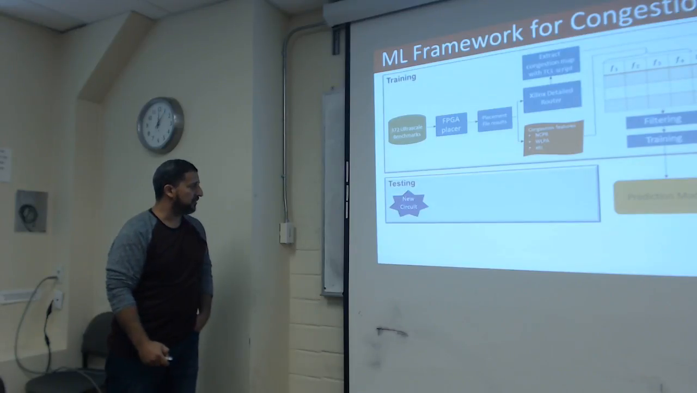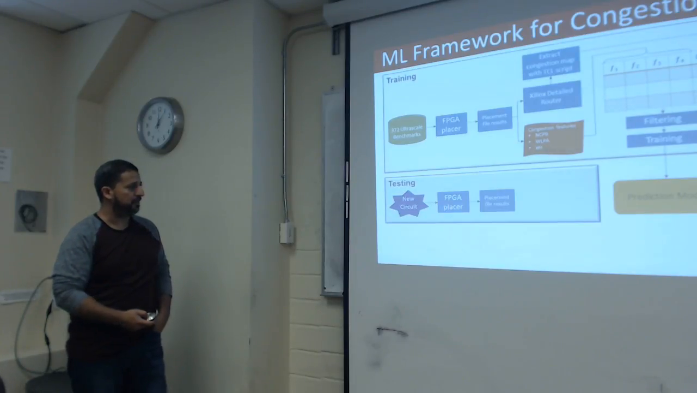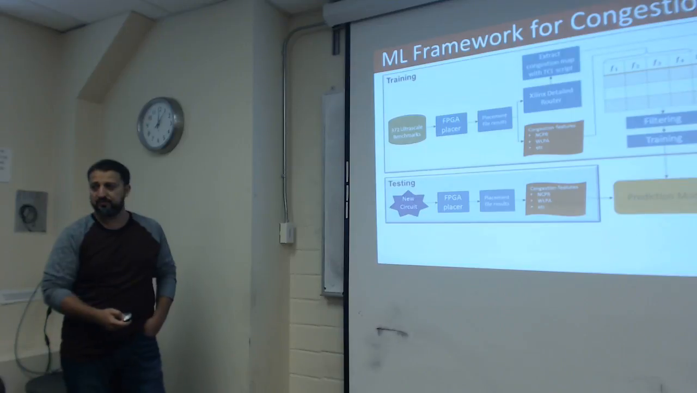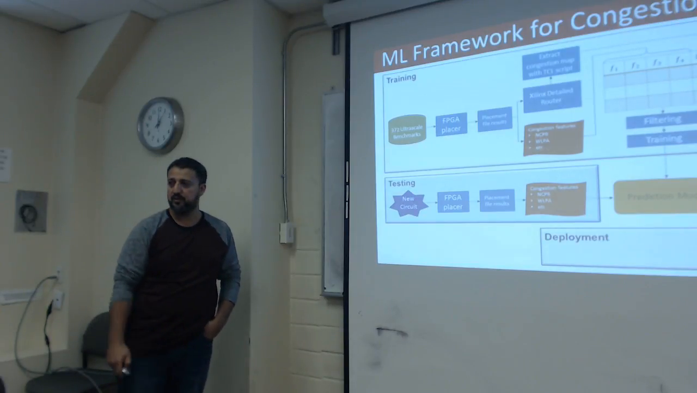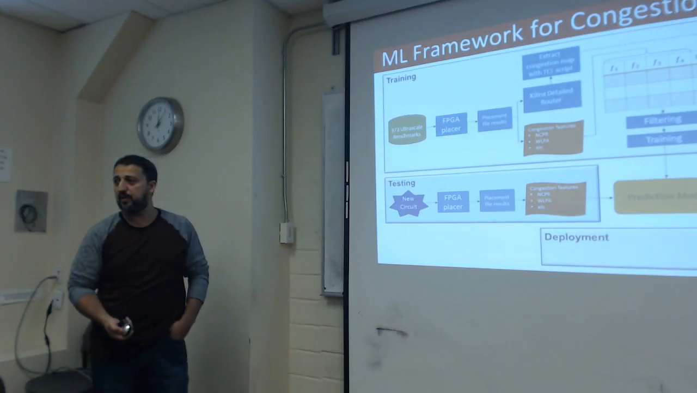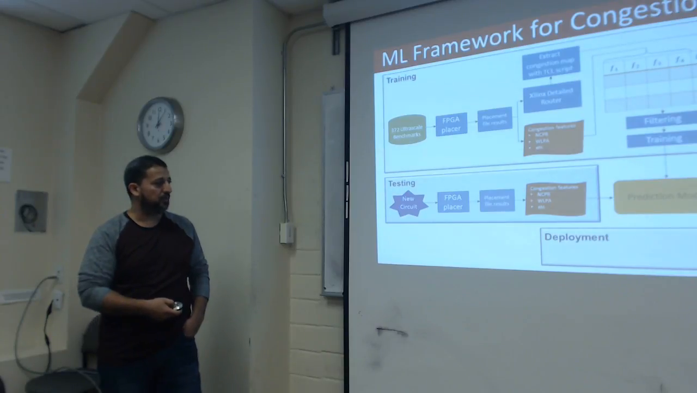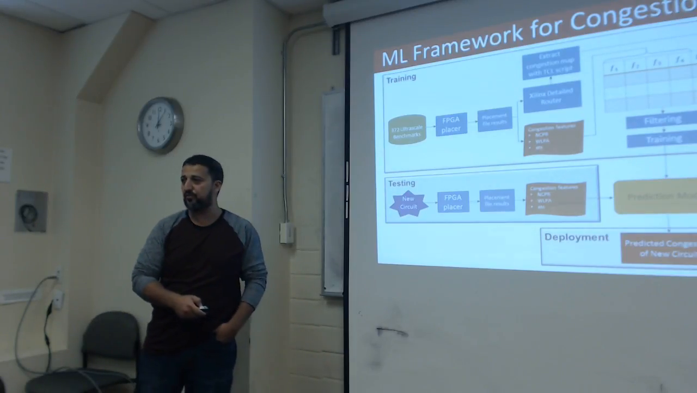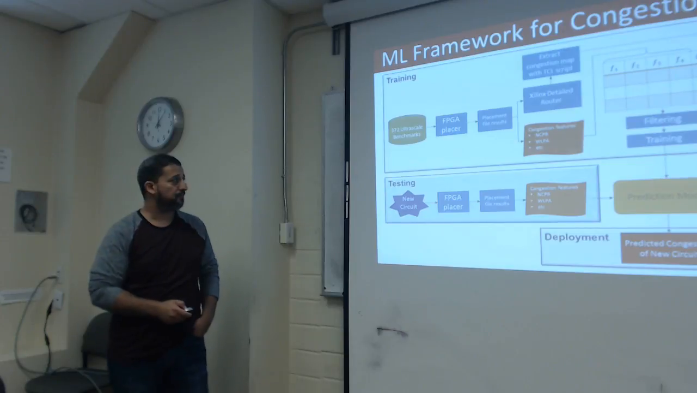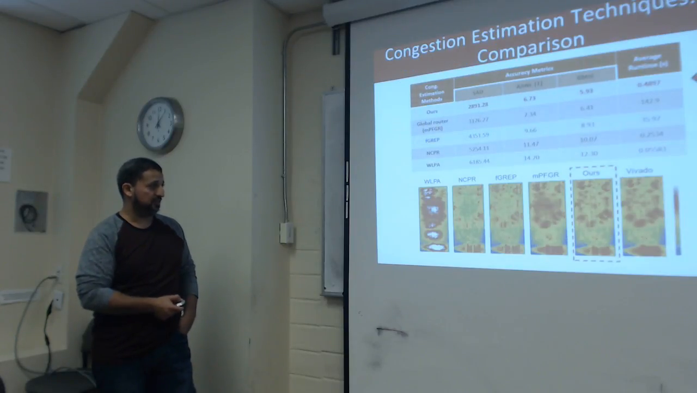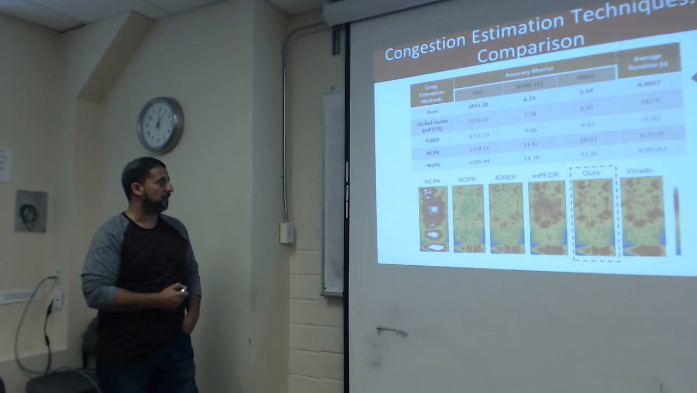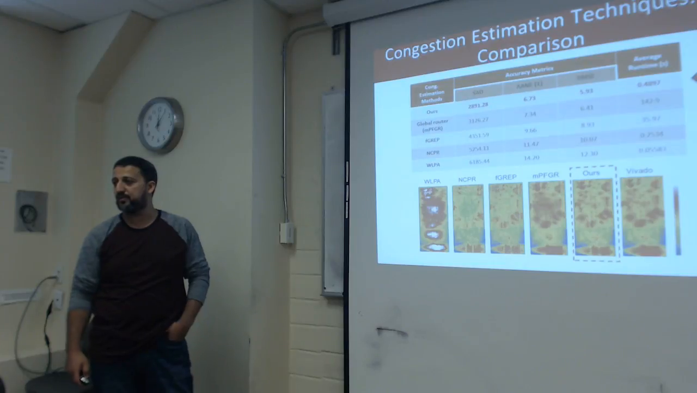Then for a testing circuit, we just place it, get the features, apply the linear model, get the heat map, and we deploy it into GPlace instead of the global router. And these are the results here. Our machine learning is even sometimes better than the global router.